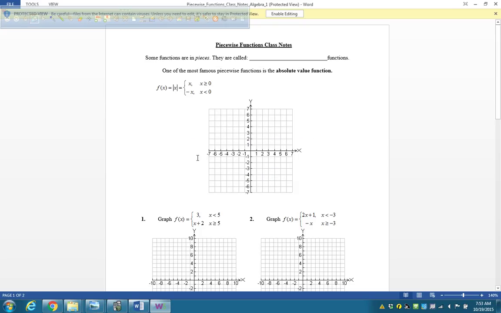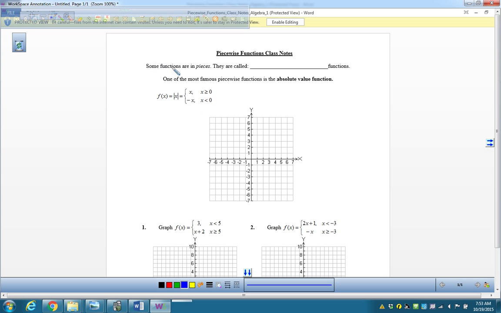So these are called piecewise functions. Have you seen these types of functions before? You saw them when it said find the value of f of x. We saw some piecewise functions, but now we're going to look at them in a little more detail, and we're going to graph them. So some functions are in pieces. They are called piecewise functions.